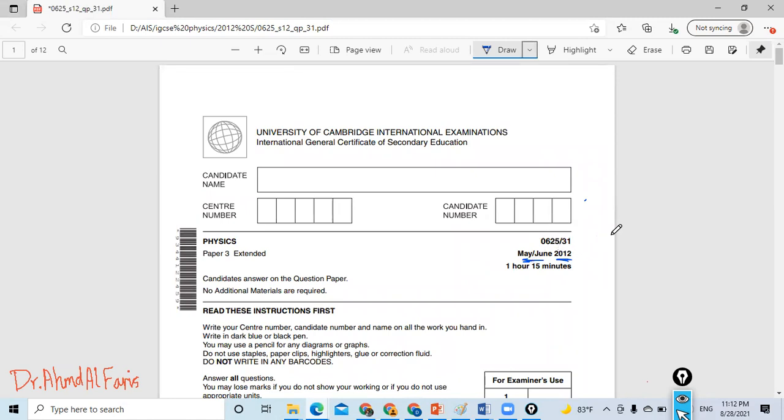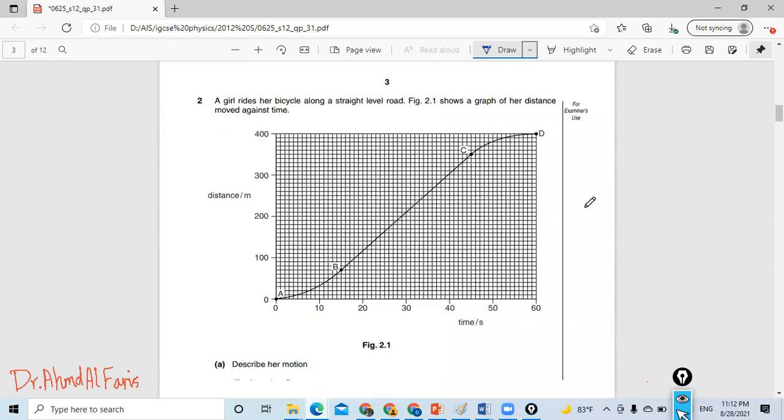Today we are going to answer some questions that students ask about. The second question from May, June 2012 in paper 3, time variant 1. In this question, they say a girl rides her bicycle along a straight horizontal, level road. The figure shows her distance-time graph. So on a level road, there is no going up or down, no change of gravitational potential energy, and they are giving us the distance during the time of its motion.